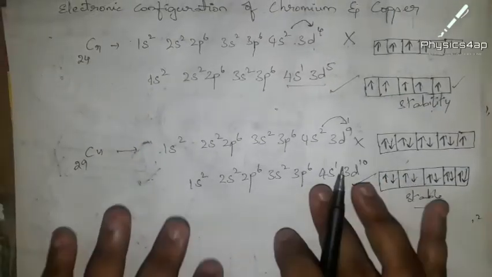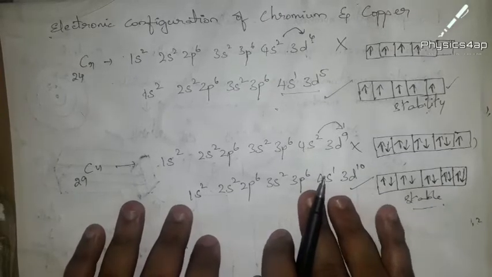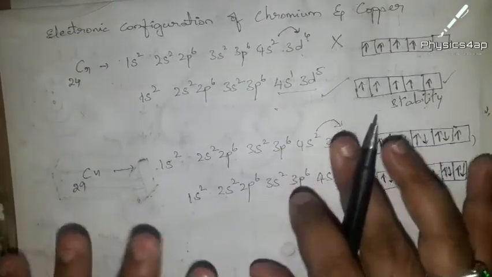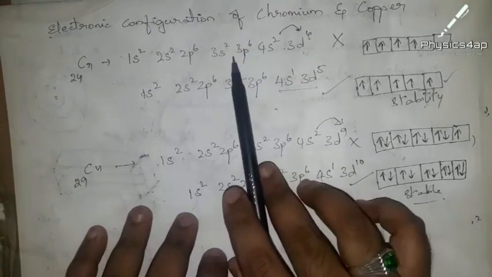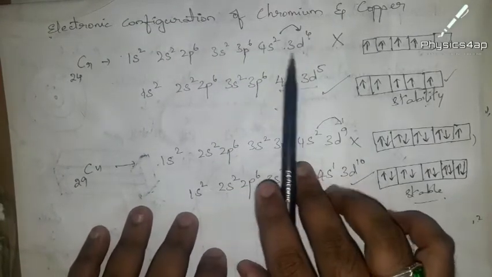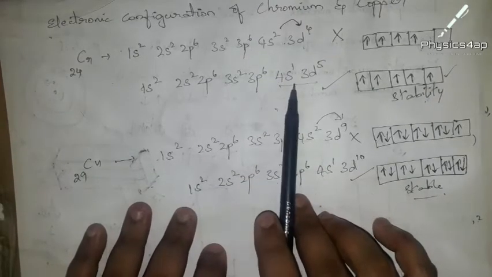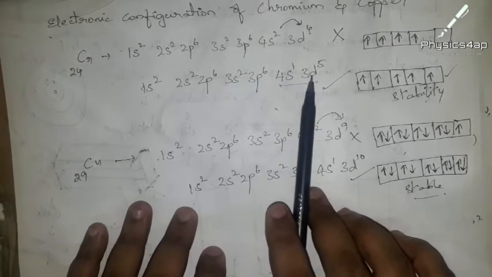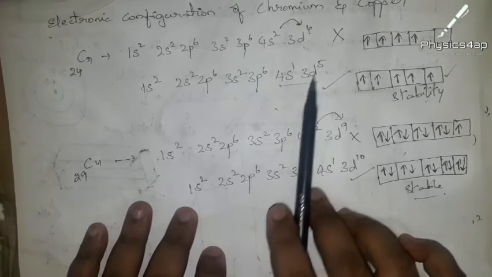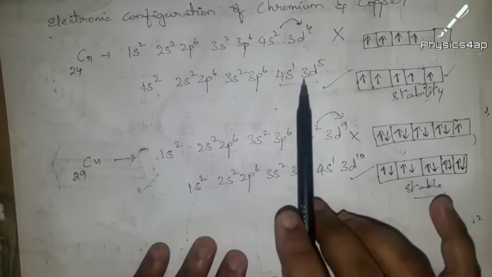So these are chromium and copper, the two electronic configurations which violate the Aufbau principle, that we have discussed. According to Aufbau, filling should be completed one by one, that is, after the completion of 4s, it has to go to 3d. Here 4s1, 3d5: 4s is not completed, but still an electron has entered the next energy level, 3d. So the Aufbau principle has been violated, but this is correct.